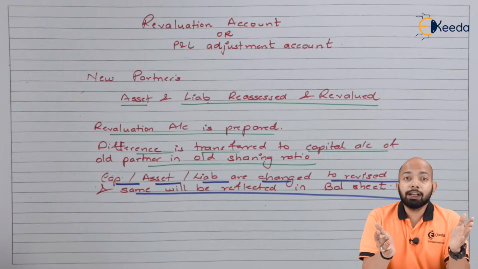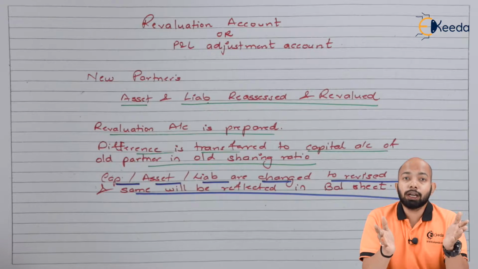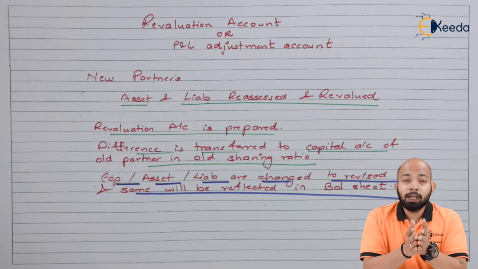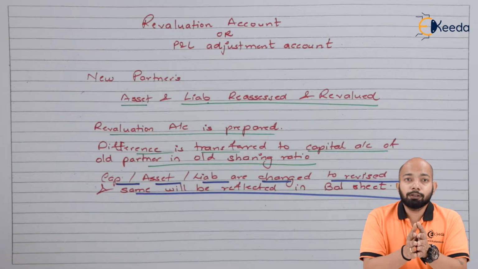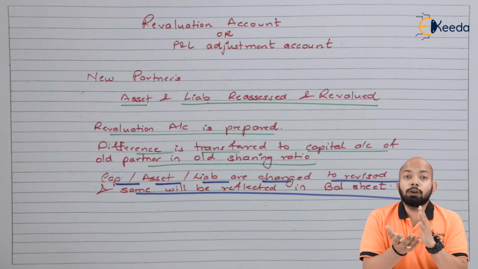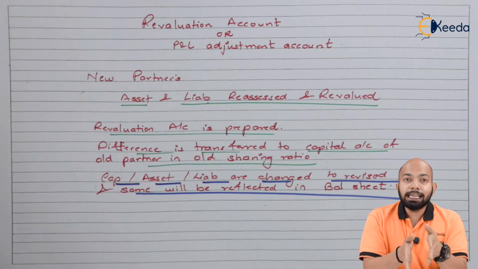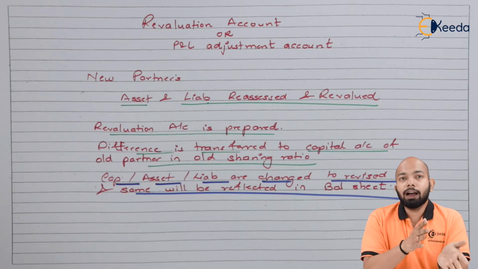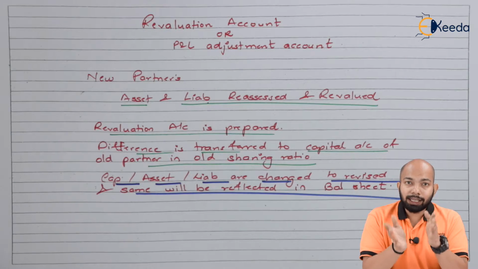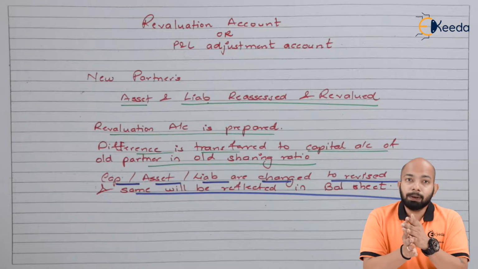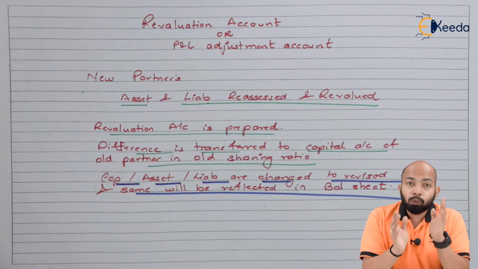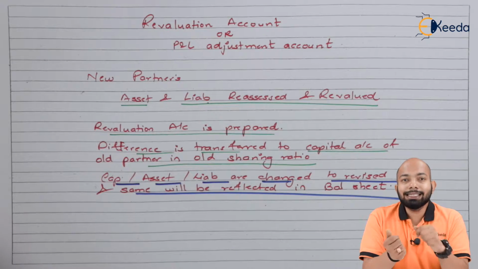That's the end of revaluation account. That's the reason why a revaluation account is prepared, because every time a new partner is admitted into the firm, the firm goes through a lot of changes, and to be updated according to the current market value, we have to make these necessary changes. So that's the reason a revaluation account is prepared. Now let's figure out what journal entries we need to pass in such a scenario.